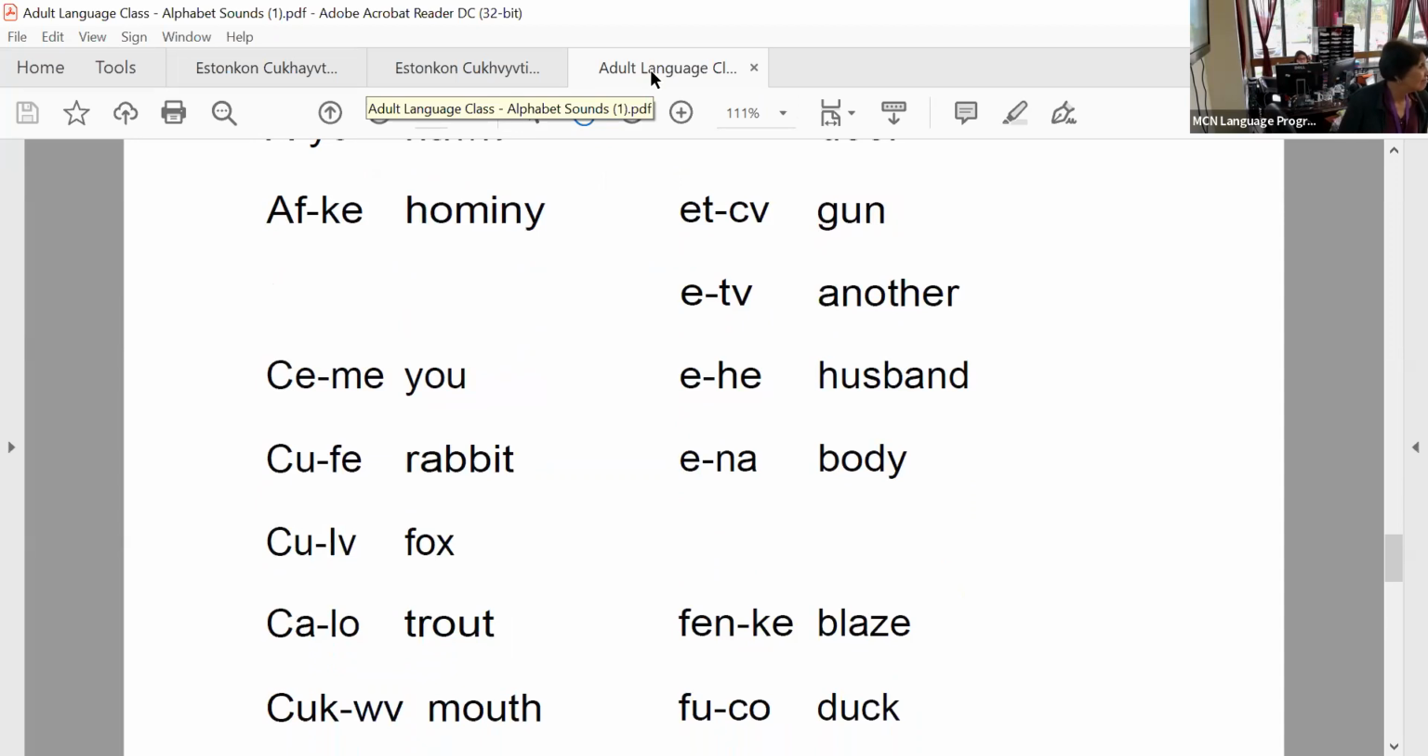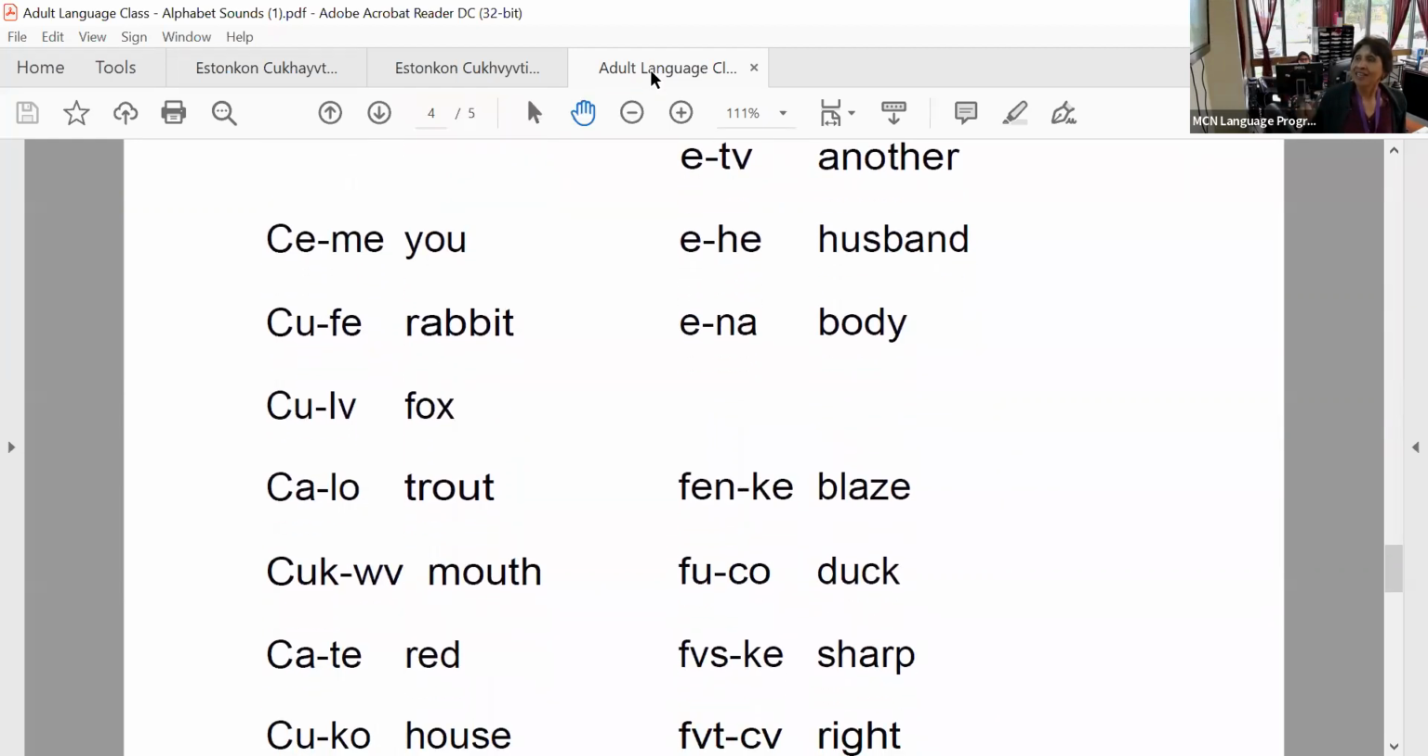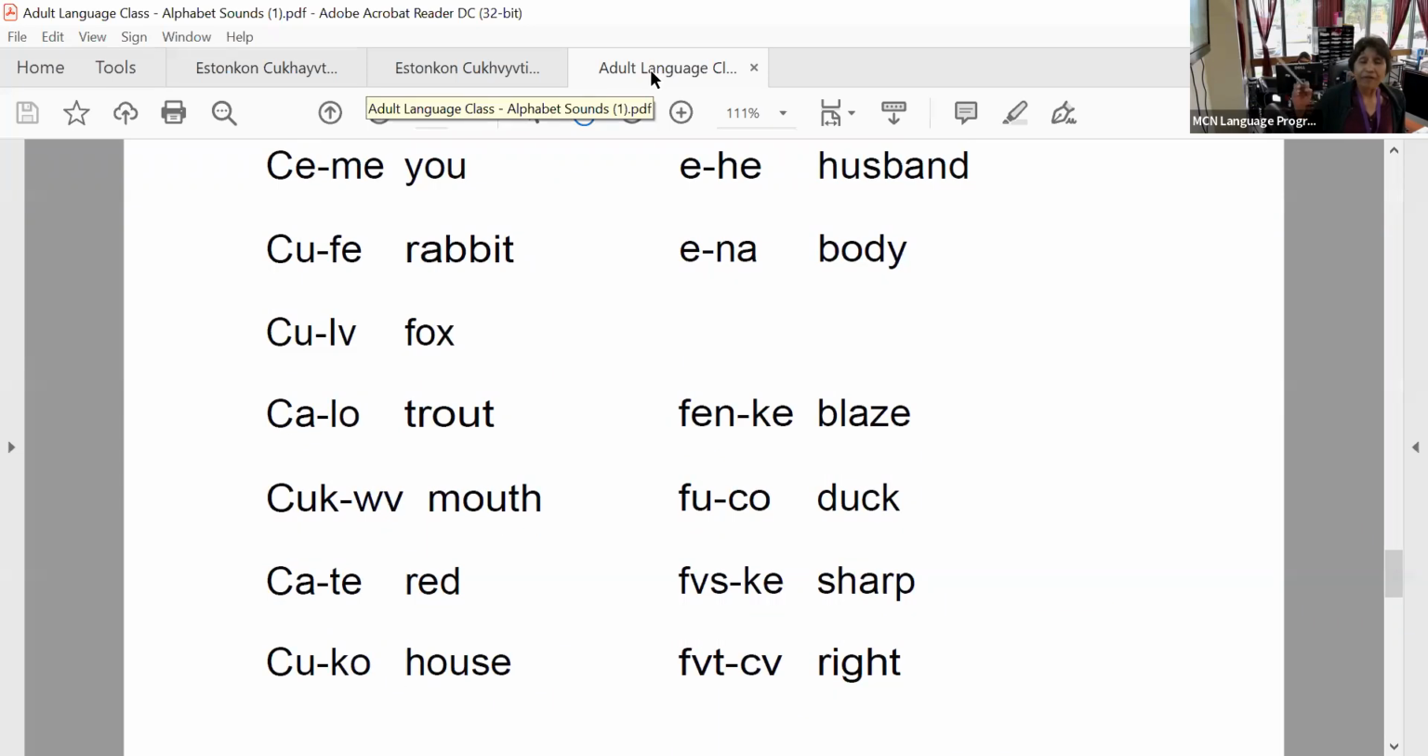This language is sounds, isn't it? Learning these sounds is the key to pronouncing. Because chuffy, that's two sounds, chuffy, that's rabbit. Chula is a fox. Chalo is a trap. Chukwa is a mouth. Chadi is red. Every one of these sounds you just went over.